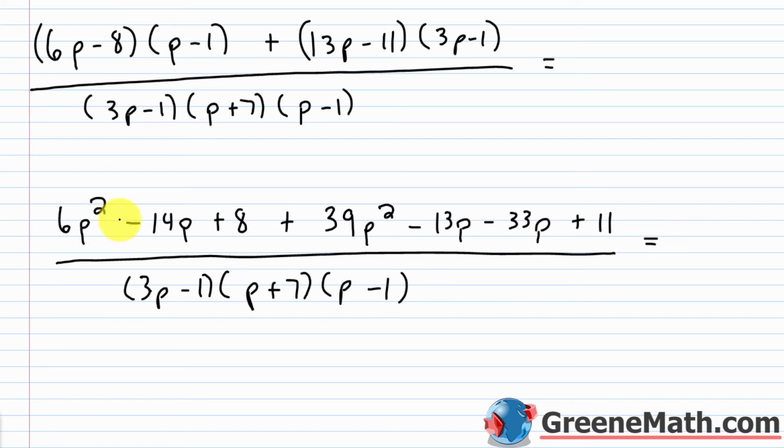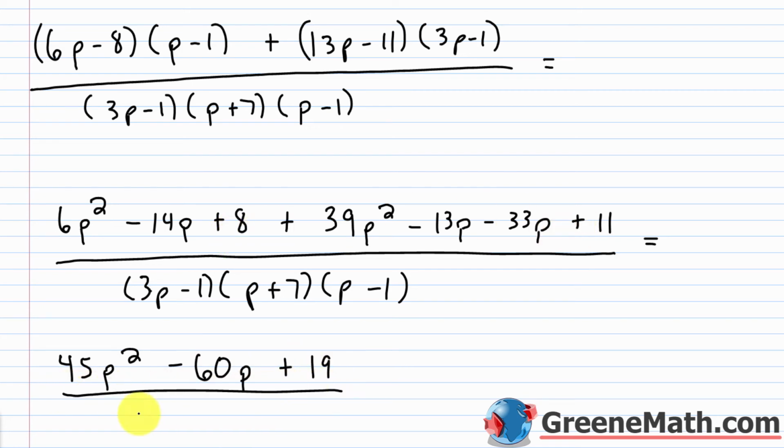So I have 6p squared and 39p squared. So that would give me 45p squared. Then next, I have negative 14p, I have negative 13p. That's negative 27p. And then minus another 33p, which would be negative 60p. And then lastly, I have 8 plus 11, which is 19. So this is all over, we have 3p minus 1 times p plus 7 times p minus 1.